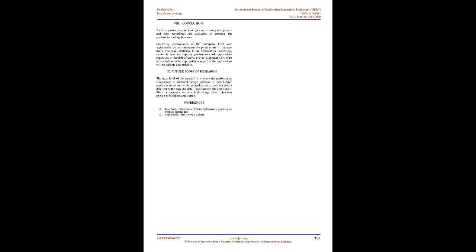9. Future scope of research. The next level of the research is to study the performance comparison of different design patterns in .NET. Design pattern is important while an application is built because it determines the way the data flows through the application. Thus, performance varies with the design pattern that was chosen to build the application.